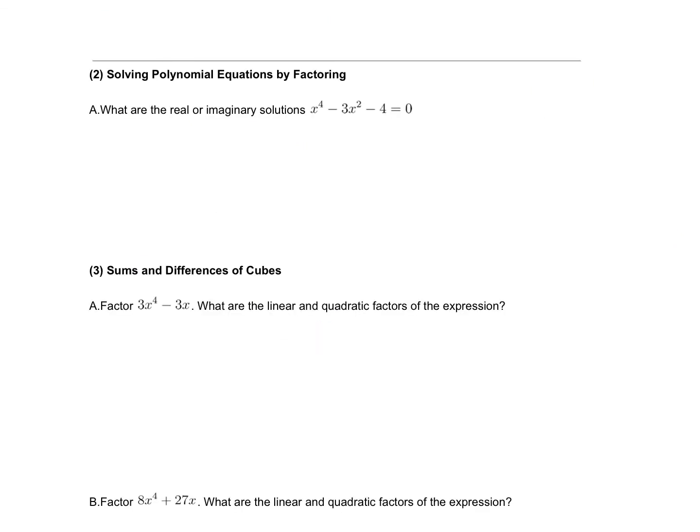So we're going to factor this one. It says, what are the real and imaginary solutions? And we have x to the 4th minus 3x squared minus 4. So we have x squared minus 4 times x squared plus 1. So x squared minus 4 is going to factor to x minus 2 times x plus 2.